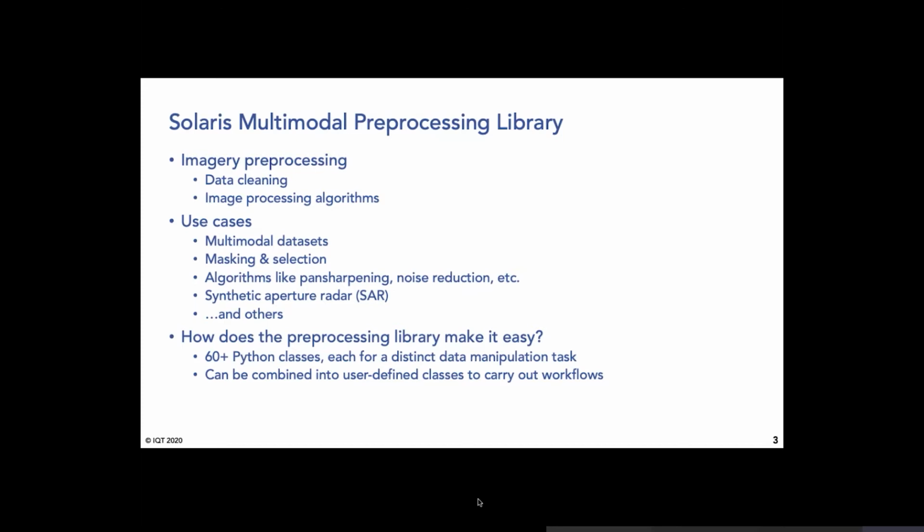What the library provides is more than 60 Python classes, each of which carries out some distinct, well-defined data manipulation task. Now, these can all be useful individually, but their real value, their real power comes from the fact that they can easily be combined to build up user-defined classes to carry out image processing workflows of arbitrary complexity.